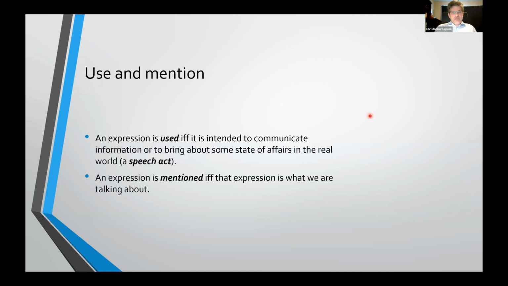And then an expression is mentioned if what you're doing is talking about that expression. For example, this entire time when I've been talking about the class is now over, there's no class. There's nothing going on. There's nothing to be over. So there's nothing for me to use in this case. What I've been doing the whole time is mentioning it. I'm talking about that expression. So all of my uses there have been cases of mention. I haven't actually been using that phrase. It wouldn't be possible for me to do that because there's no class.